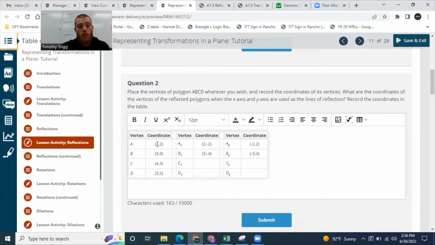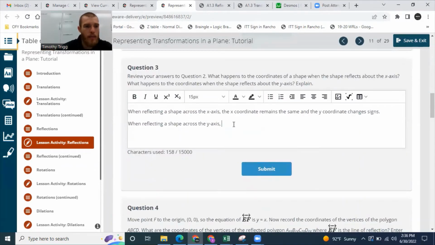for my original point, it was 2, 2. Then when I reflect across the y-axis, it's -2, 2. Similarly, for point B, it was 3, 4, but when I reflected across the y-axis, it was -3, 4. So what happened to my x coordinate? What happened to the y coordinate? Okay. I'll let you explain the rest of that sentence there.